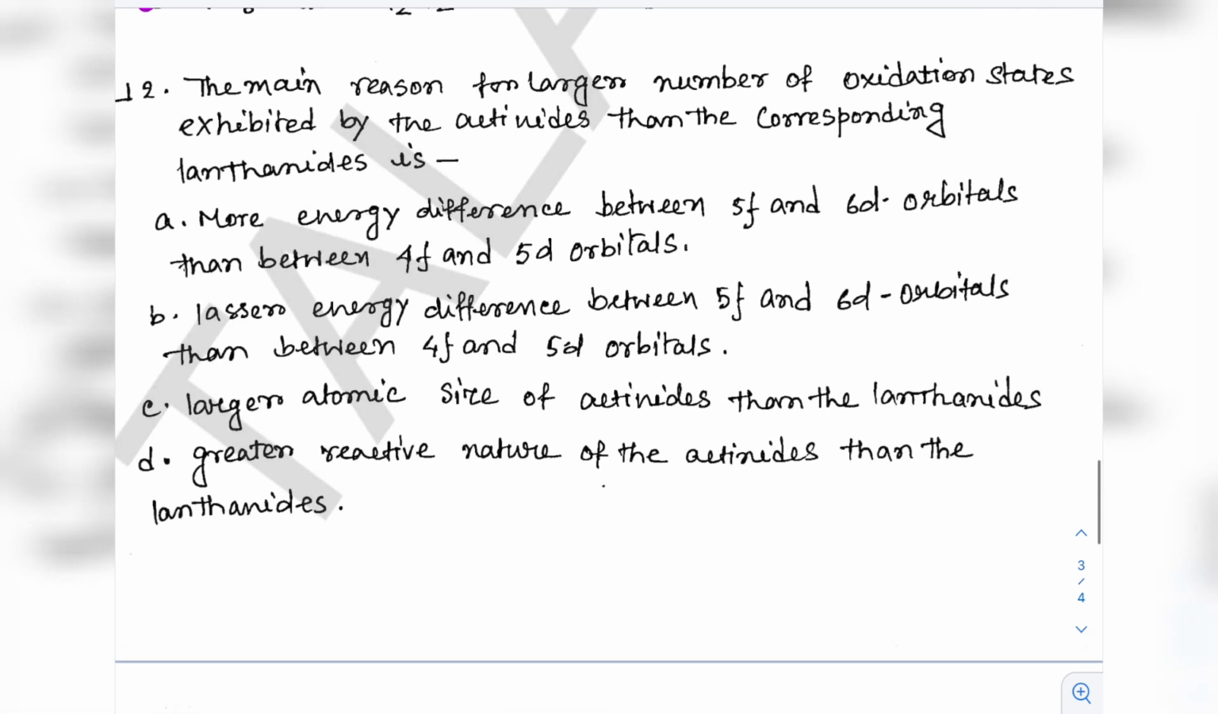We'll move to question 12. The main reason for the larger number of oxidation states exhibited by the actinides than the corresponding lanthanides is: first option, more energy difference between 5f and 6d orbitals than between 4f and 5d. No. Next, lesser energy difference between 5f and 6d orbitals than between 4f and 5d. Yes, this is the correct answer, because when the energy difference is lesser, then exchange of electrons is possible in many ways. So we will get several stable oxidation states. So option B is the correct answer.